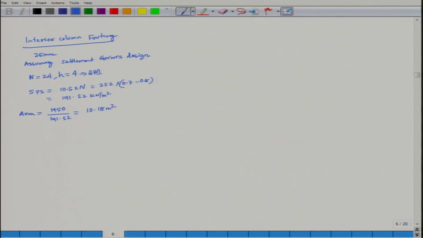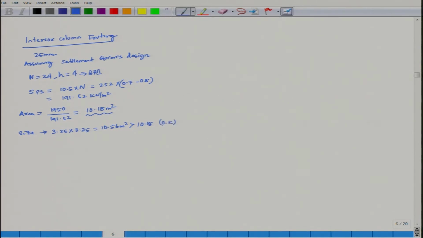So once it is 10.18 meter square area, then the size of the footing, let me take it 3.25 by 3.25, which is 10.56 meter square, which is greater than 10.18. 10.18 is your required area. So it is okay now.